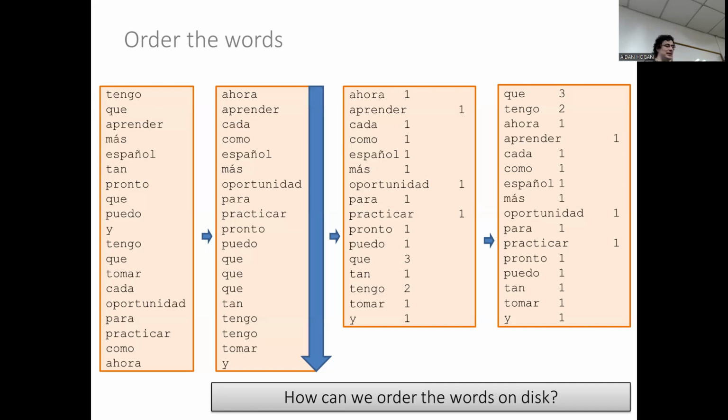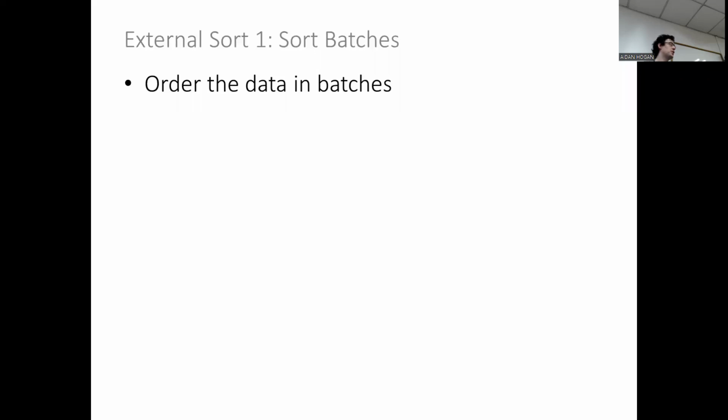So how can we order large files on disk with limited main memory? We can chunk this and sort this. We sort in memory, yep, and then we merge those. Yep, perfect. So the idea is we're going to sort batches, chunks of the data.